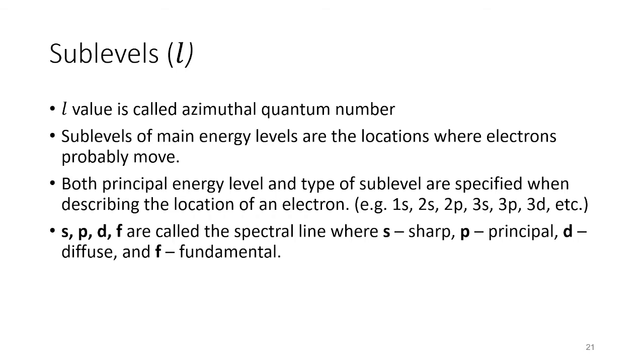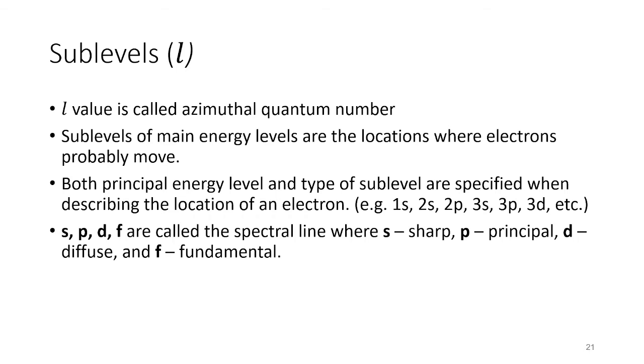So for the first energy level, since there are no other orbitals there, we have the 1s. Okay? For the second principal quantum number, which is 2, we have two orbitals. Remember, the 0 and 1. So we have 2s and 2p. For the third energy level, since we have 0, 1, and 2, we have the s orbital, 3s, the p orbital, 3p, and the d orbital, which is 3d.